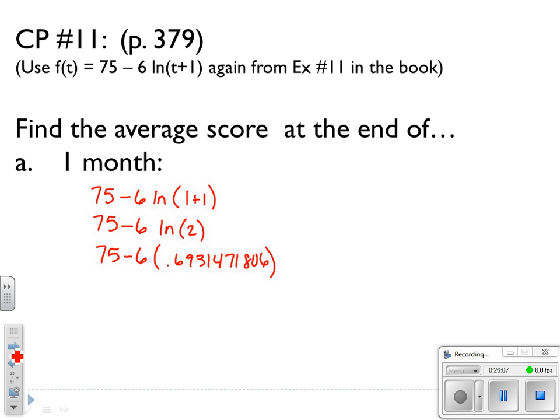Okay, so I can do my multiplication by 6 while that value is still displayed on my calculator. I'll lose nothing. So timesing by my 6, now I'm looking at this. So to subtract that, now I just punched in 75 minus, and while I could still see it on the screen, I just retyped it, and I ended up with roughly 70.84 would be that person's score after a month.